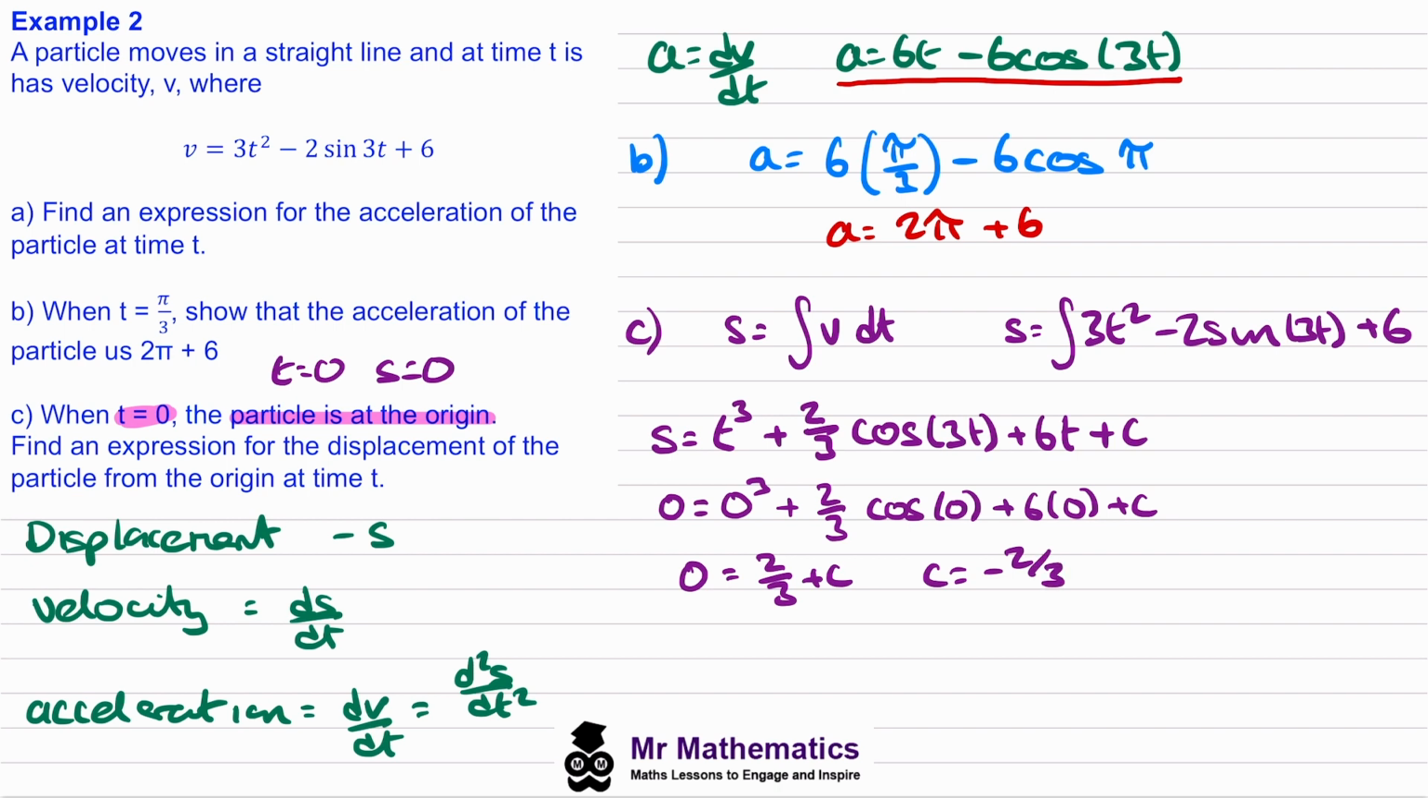Then we can substitute this back into our equation. So the displacement will be t cubed plus 2/3 cos 3t plus 6t minus 2/3. Okay, let's try one more example.